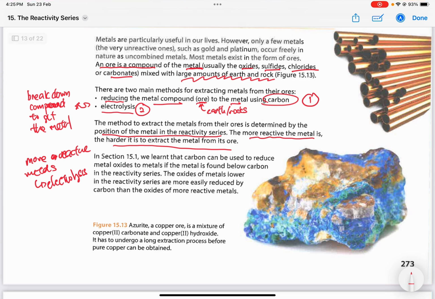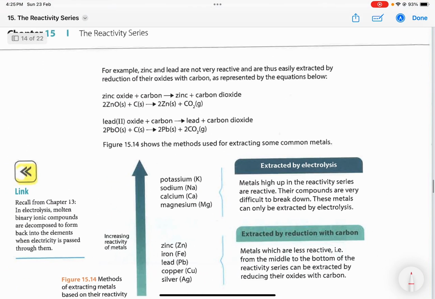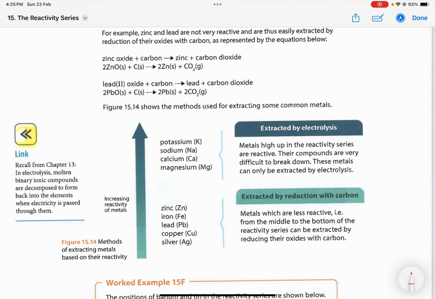So the key actually comes in here. If the metal is found below carbon in the reactivity series, then we will use carbon to reduce them. So we'll use method 1 if it is found below carbon. Anything that's above carbon, we will use electrolysis. Okay, so we'll scroll up here. You can see carbon is over here in the reactivity series. So it's a reference point.